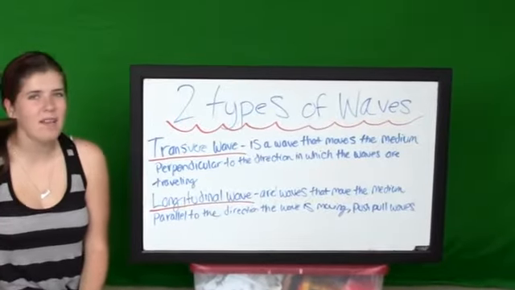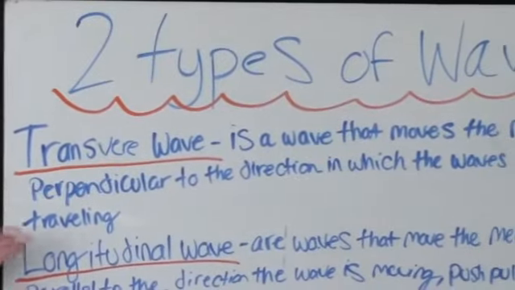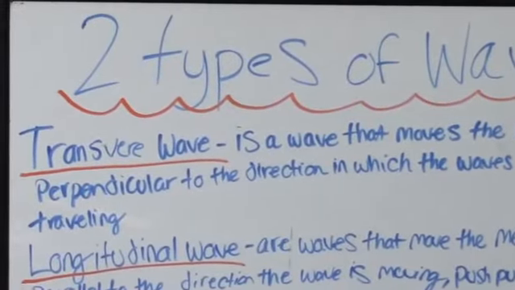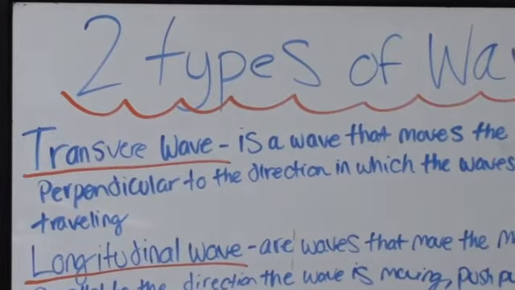Welcome back. Now we're going to talk about 2 types of waves. There's a transverse wave and a longitudinal wave. The definition of a transverse wave is a wave that moves the medium perpendicular to the direction in which the waves are traveling. And longitudinal waves are waves that move the medium parallel to the direction the wave is moving, like a push and a pull. Now we're going to show you a video on longitudinal and transverse waves.